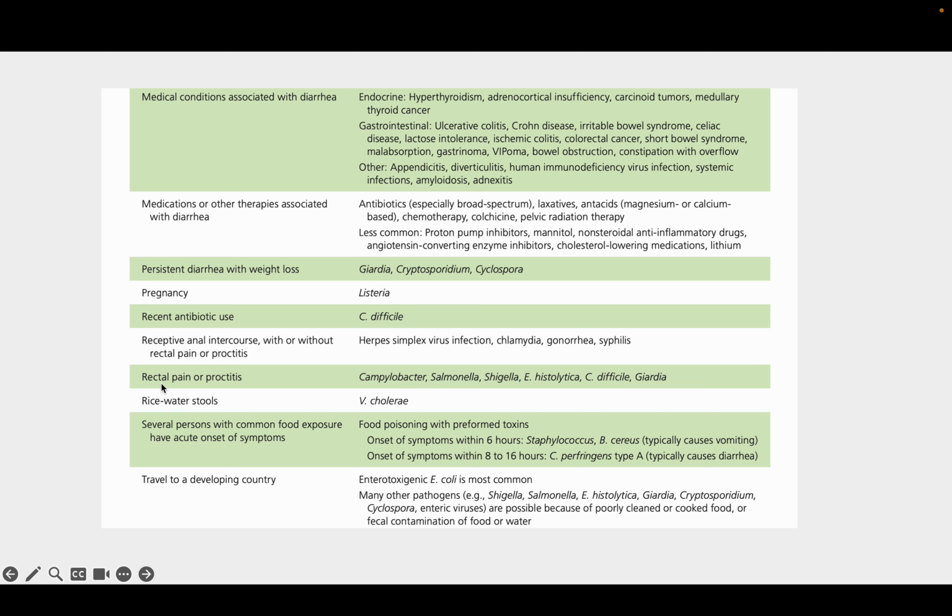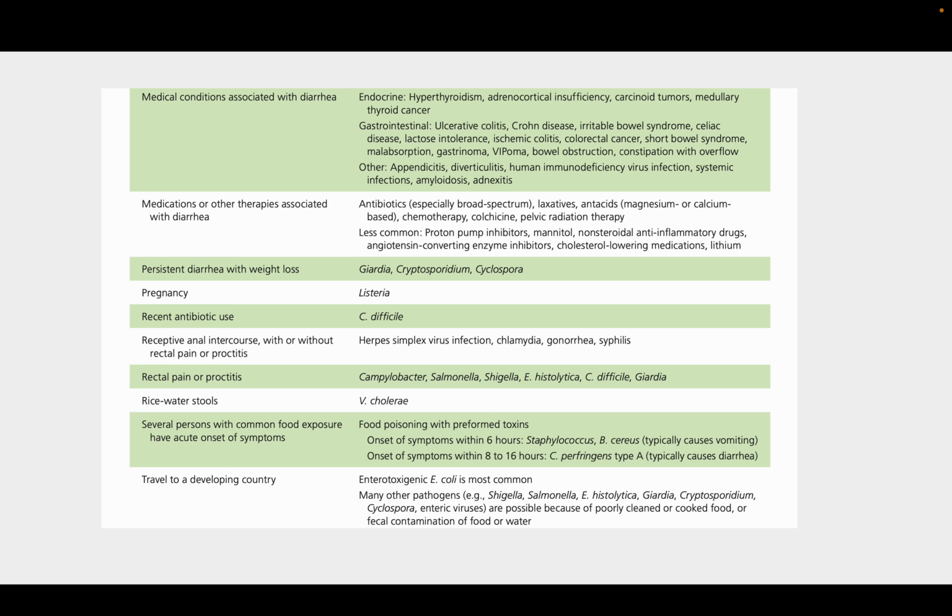So some causes are sexually transmitted diarrheas, those who are undergoing anal intercourse. They have severe rectal pain and proctitis. Then you should suspect STDs also, like chlamydia, gonorrhea, Neisseria gonorrhoeae, or syphilis, or herpes simplex. They can cause anal infections also. They cause more of rectal pain, proctitis, and bloody diarrhea kind of picture. So rice water stools, Vibrio cholerae, and there are some food poisonings.